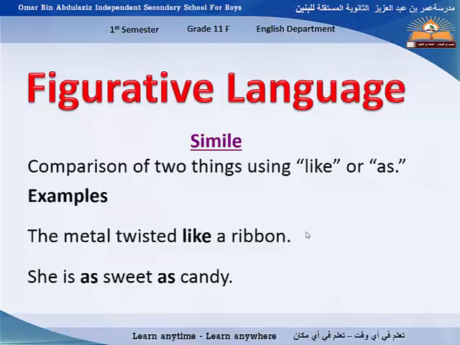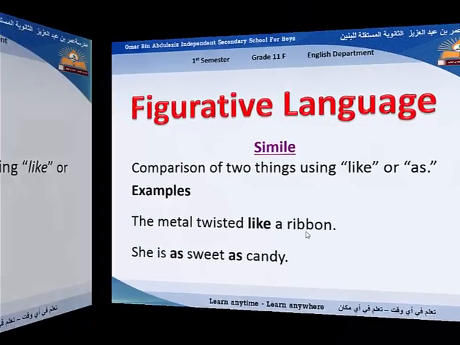What's simile? Simile is a comparison of two things using like or as. If you want to compare two things or two persons or something like this using like or as. The metal twisted like a ribbon. He is as sweet as candy.